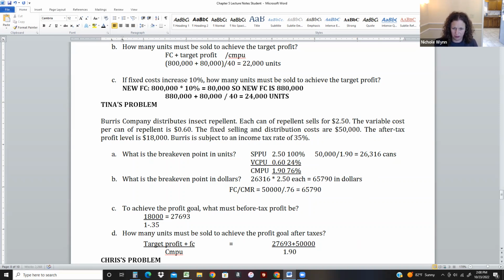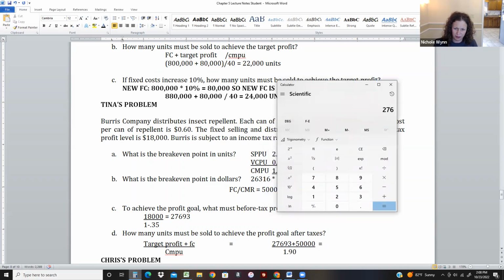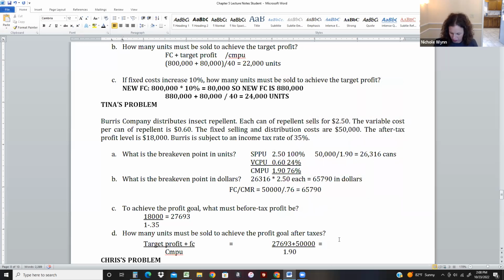So if I take 27,693 plus 50,000 divided by 1.9, it looks like I need to sell 40,892 units-ish. And there may be a little bit of a rounding error here, but that's the number of units I would need to sell to be able to have profit take home of 18,000.